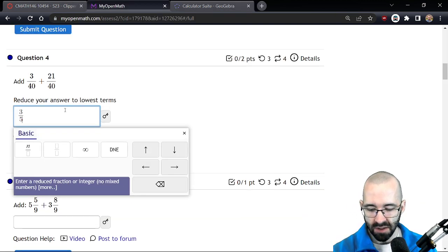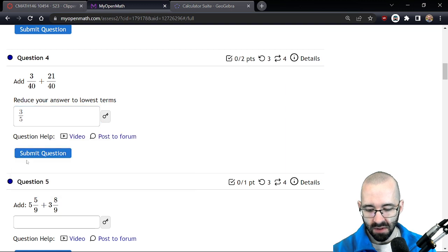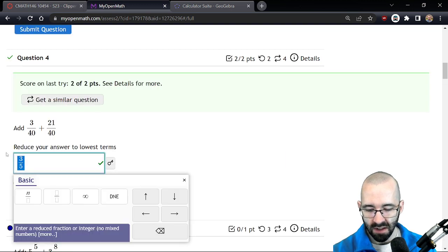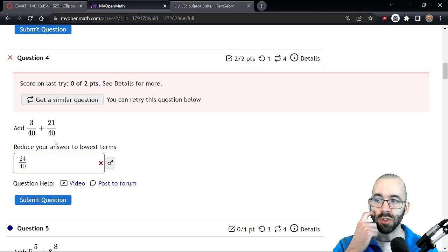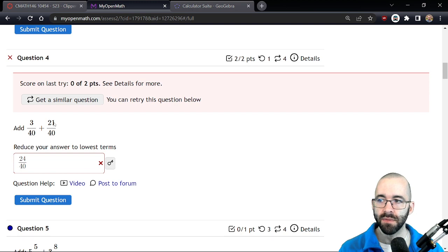We do this, it says reduce our answer in lowest terms. 3/5 is the correct answer. If we did 24 over 40, that would not be the correct answer. Okay, so make sure that you reduce and always read the instructions on these ones.